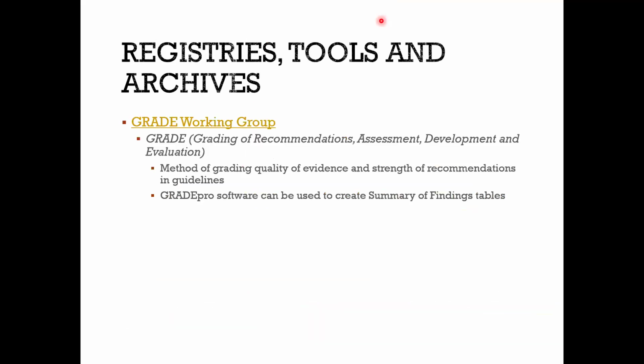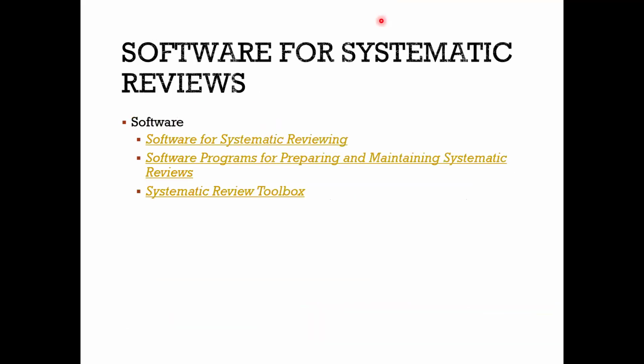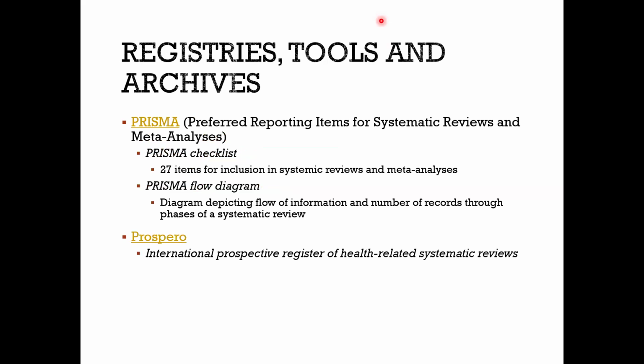Prisma, Prospero. So this is one more important thing. The Prisma checklist has 24 items. Based on your inclusion and exclusion, you have to follow this checklist. And the most important thing is Prospero. When you get an idea, let me do a systematic review on this topic because nobody has done it, because it should be novel. You can't do a systematic review where somebody else is already doing one.